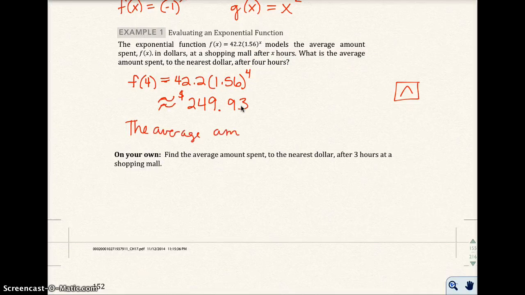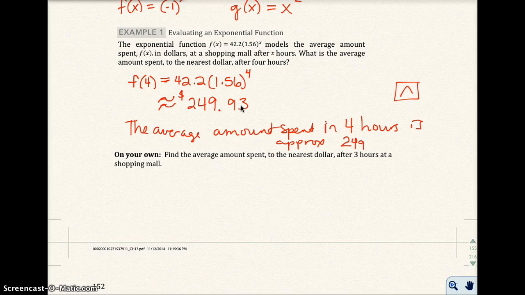Okay, so the average amount spent in 4 hours is approximately $249. Oh, nearest dollar. Oh, we wanted the nearest dollar, so I'm going to go ahead and round it off to $250. Normally I want the nearest cent, but they want the nearest dollar.